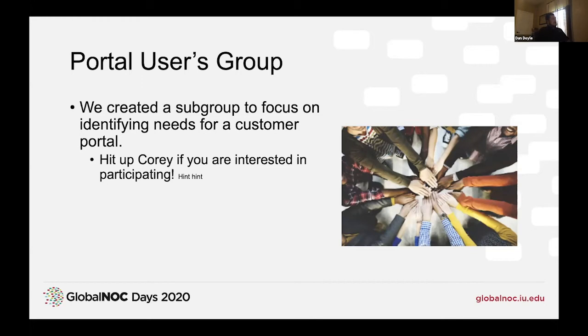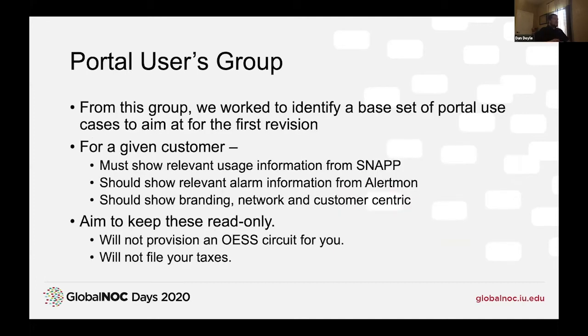And lastly, we wanted to nail down what exactly we're going to target for these early revisions so that we can actually begin work. Obviously, every idea is not implementable in revision 1, but we wanted to figure out what was revision 1 going to actually look like so we could do that and continue to iterate. So from this group, we worked to identify this base set of portal use cases aimed at the first revision.